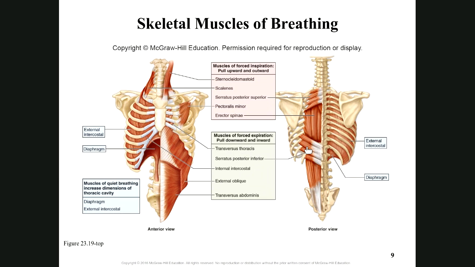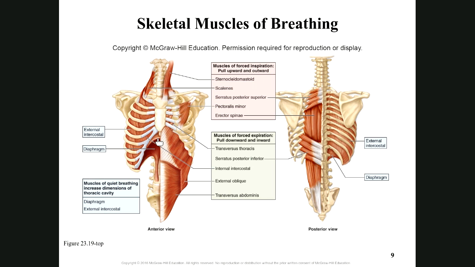serratus posterior inferior, internal intercostal muscle, external abdominal oblique, and transverse abdominis. And you can see the external intercostal and the diaphragm in this picture too. Some of these muscles are used for quiet breathing.